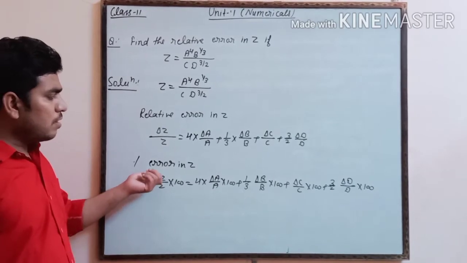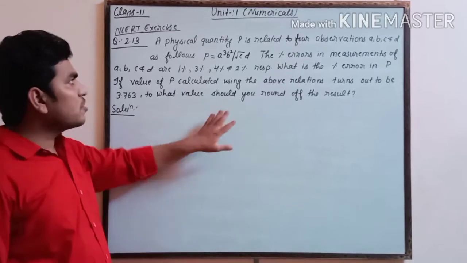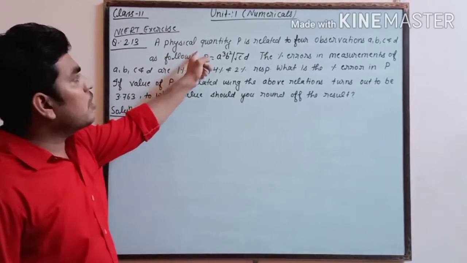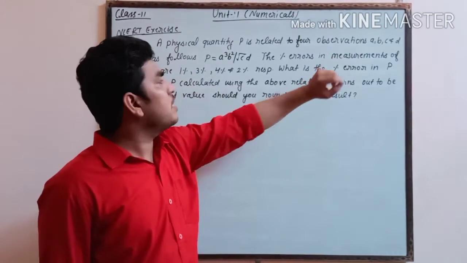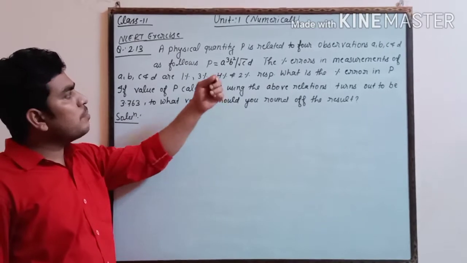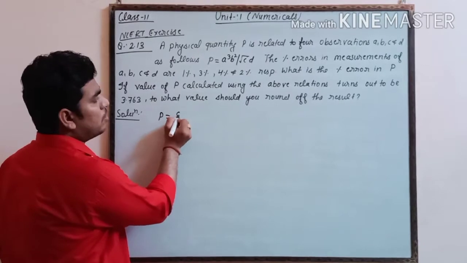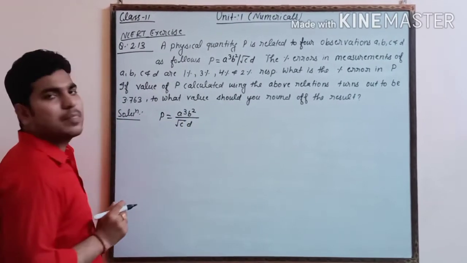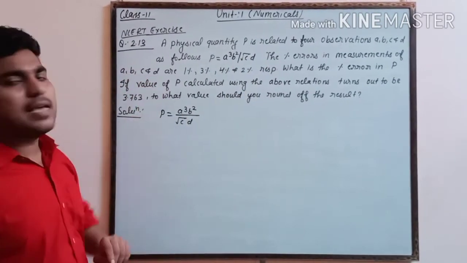Let's discuss one numerical given in your NCERT exercise. This is our next question, question number 2.13 of your NCERT exercise. A physical quantity P is related to 4 observations A, B, C and D as follows. यानी कोई क्वांटिटी P है वो 4 क्वांटिटी से मेजर्ड की गई है और वो इस तरीके से रिलेशन से गिवन है. That is P is equal to A cube B square upon under root C and D. Okay. The percentage error in the measurements of A, B, C and D are.